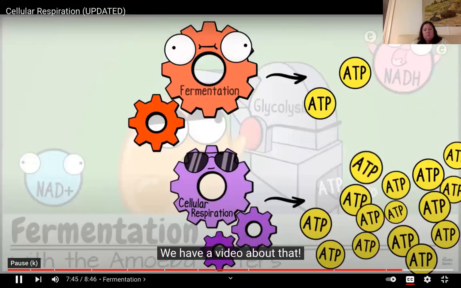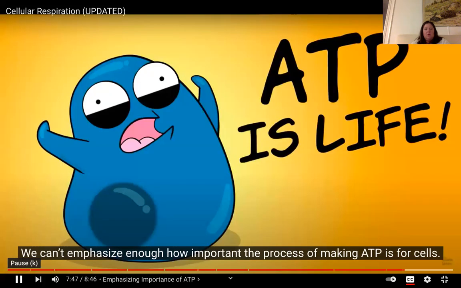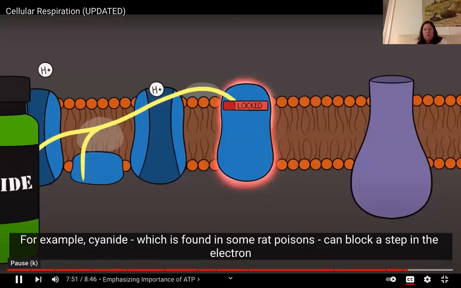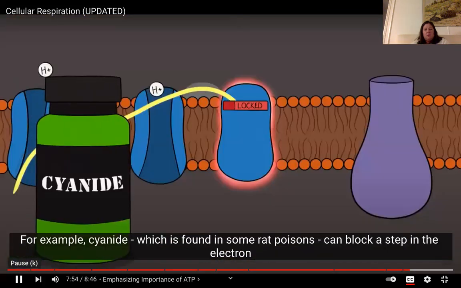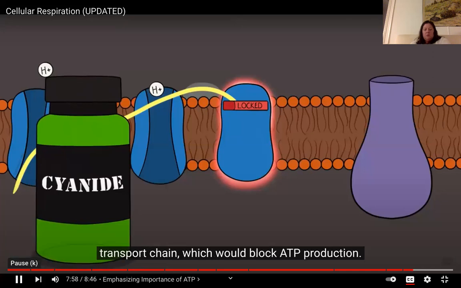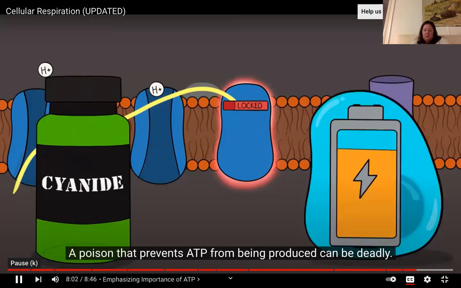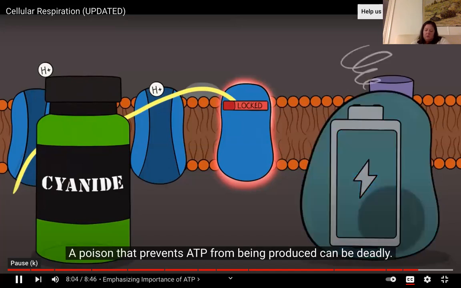We have a video about that. We can't emphasize enough how important the process of making ATP is for cells. For example, cyanide, which is found in some rat poisons, can block a step in the electron transport chain, which would block ATP production. A poison that prevents ATP from being produced can be deadly.